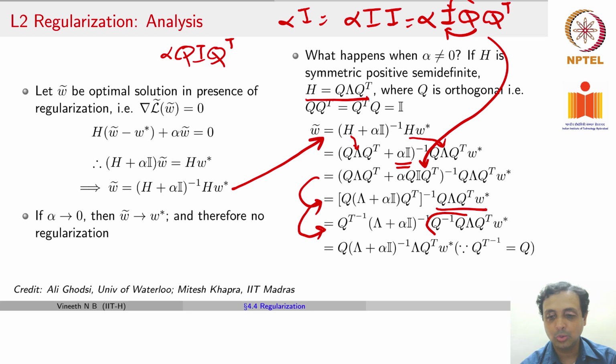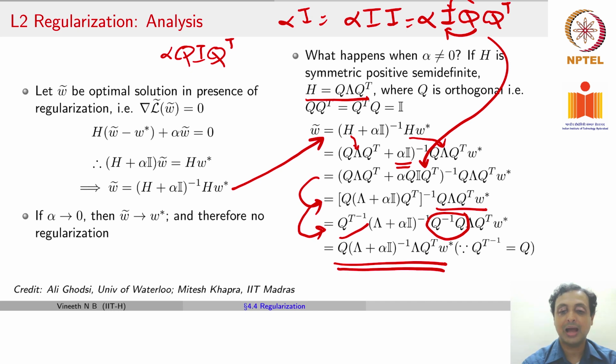This Q inverse Q will become identity and can be replaced, and hence you would have, and also Q transpose inverse will be Q itself, because as we said, for an orthogonal matrix Q transpose is equal to Q inverse, and hence Q transpose whole inverse will be Q itself. So this is what you get as W tilde.